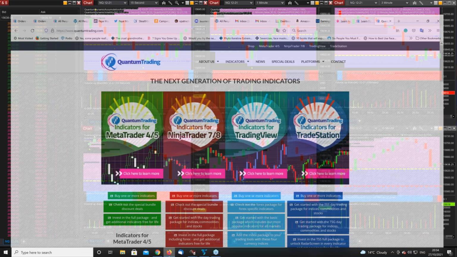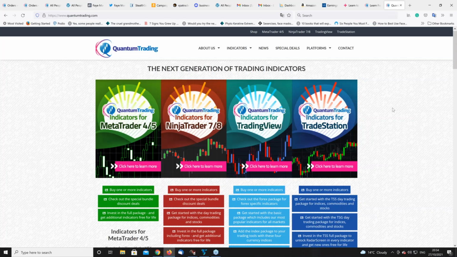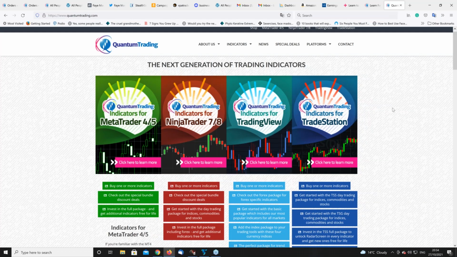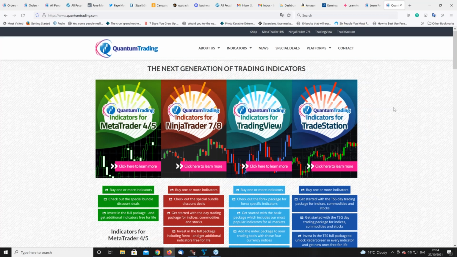I'm going to stop there. Just very quickly show you where all the sites are. This is Quantum Trading. This is where you'll find all the indicators. That's the platforms that we have at the moment. Just to give you a heads up, we've done a lot of work on TradeStation, and a lot of work on TradingView recently. We've got the radar panel and everything else in there, and the Bitcoin cryptocurrency currency strength indicator there as well.